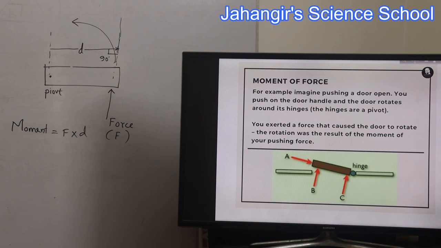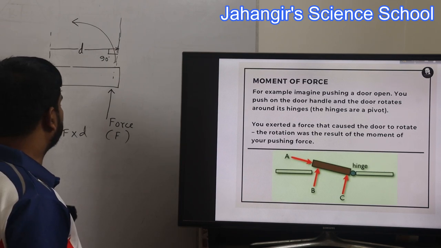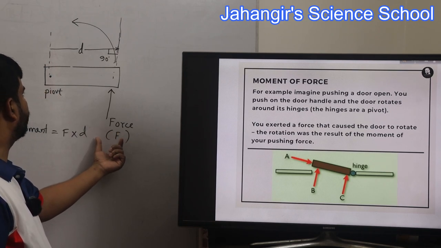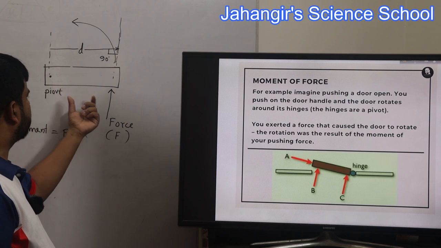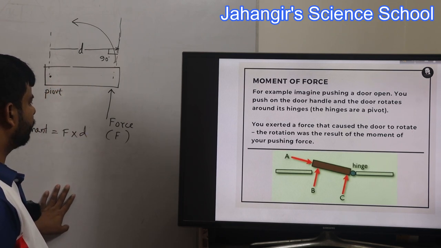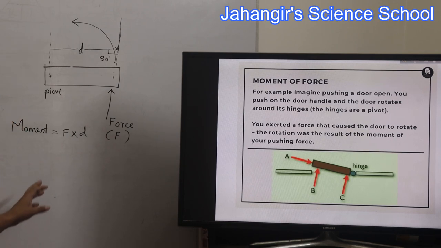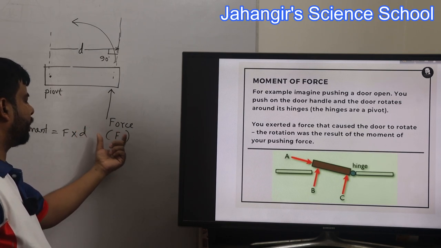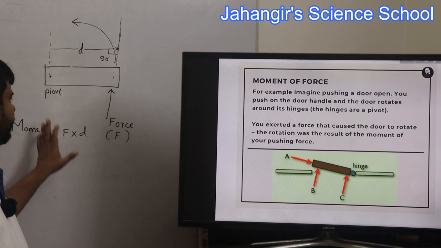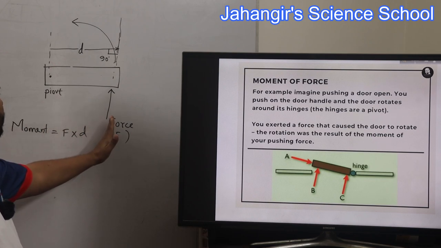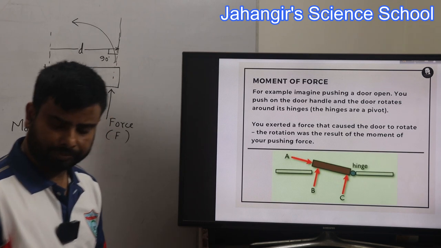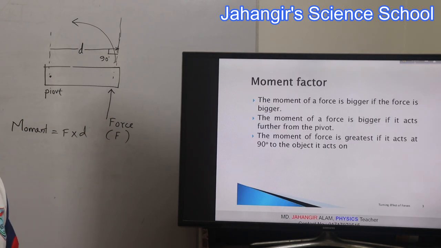So, moment of force depends mainly on two things. One is the amount of force, that means the size of the force, and the other is the perpendicular distance from the line of action of the force to the pivot. If the amount of force increases, then moment increases. If the distance between the line of action of the force and the pivot increases, then moment increases.